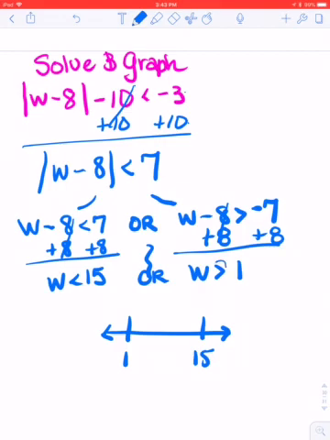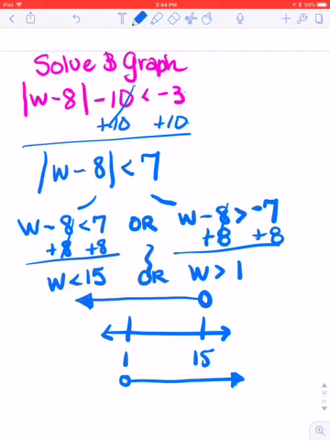So if I look at this, because there's no equal to in the inequalities, that means there's going to be open circles. So if I do the first one, open circle at 15, this tells me which way my line is going to go. So my line's going to go this way. And on this one, open circle at 1. And this tells me which way my line's going to go. So that tells me it's going to go this way.